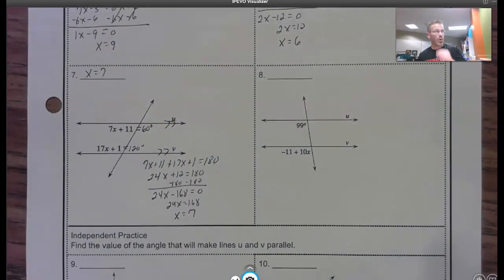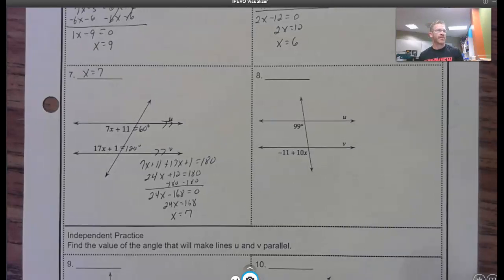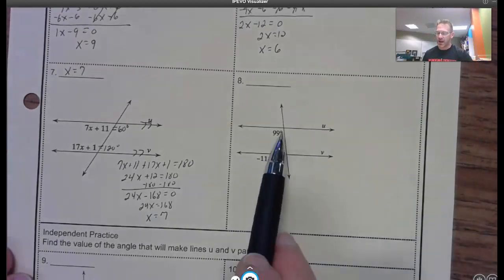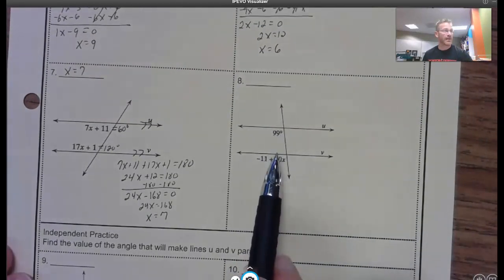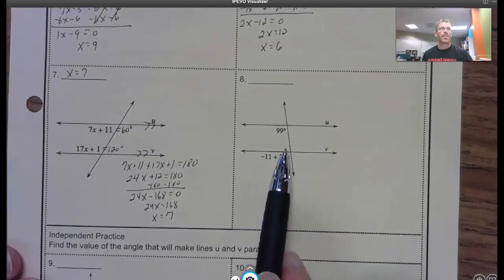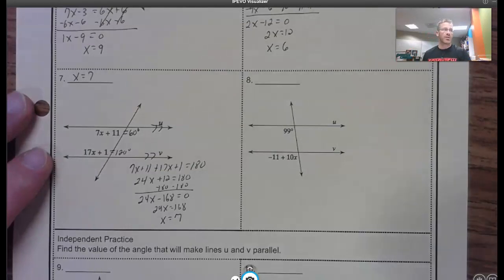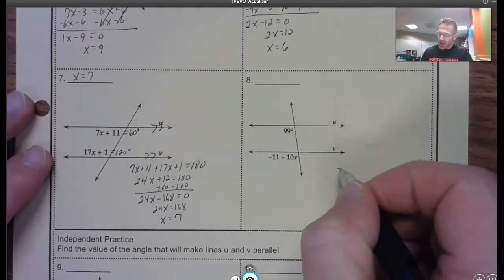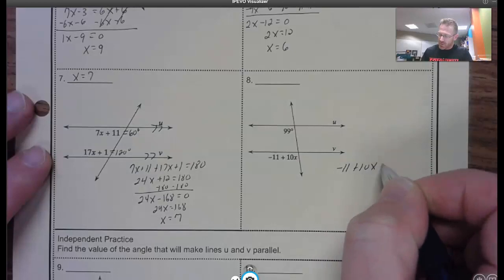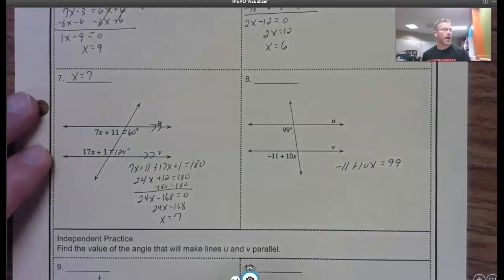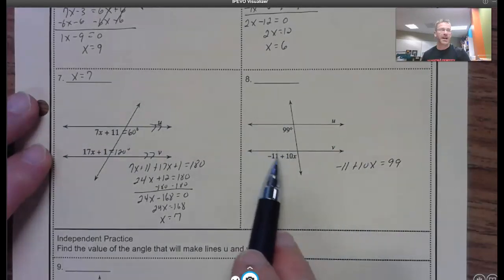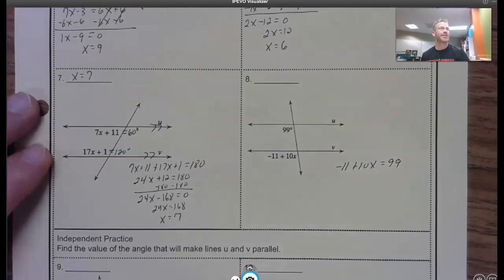All right, so one more problem here to wrap up our video. Once again, let's start by asking ourselves, what kind of angles do we have? They are corresponding. What type of relationship do we want corresponding angles to have? We want them to be congruent, or equal. So negative 11 plus 10x, we want to be equal to 99. We know for sure we better not get 60 here, or we're going to have some issues. It should be 99 once we get our x value.